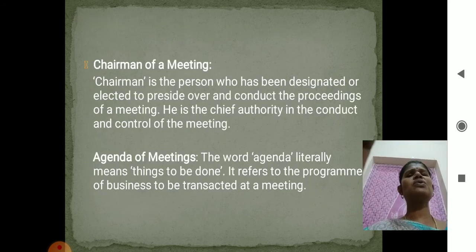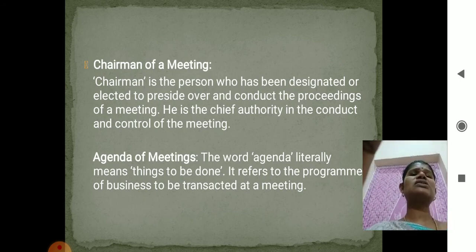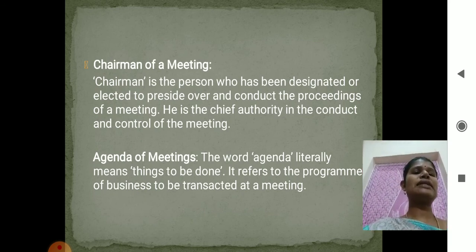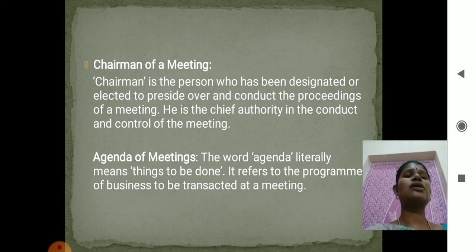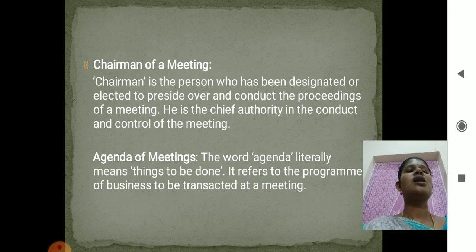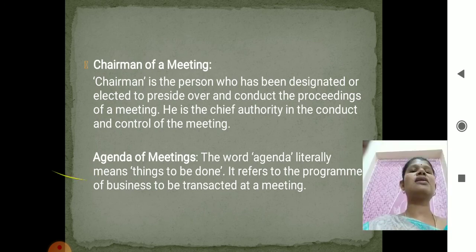And next we will see the meaning of chairman. Chairman is a person who has been designated or elected to preside over and conduct the proceedings of the meeting. He is the chief authority in the conduct and control of the meeting. And what is the agenda? Agenda is literally things to be done, what we are going to discuss in the particular meeting. So it refers to the program of the business to be transacted at the meeting.